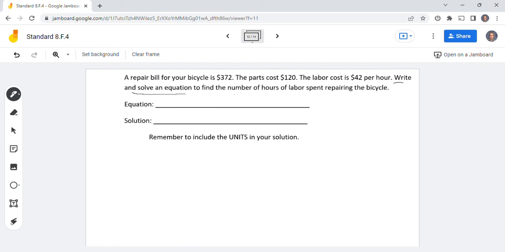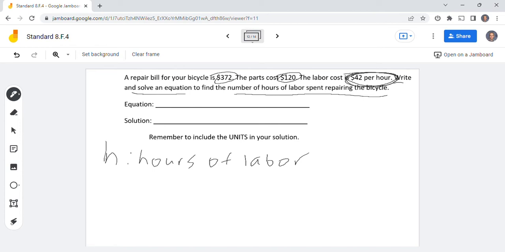We're trying to find the number of hours of labor spent repairing the bicycle. So I'm going to say H is our hours of labor. What's related to hours? Let's see, we've got a total cost here. We've got a parts cost, that's going to be paid once. And then over here, that's what's related to the hours. And so we definitely need to connect that right there.